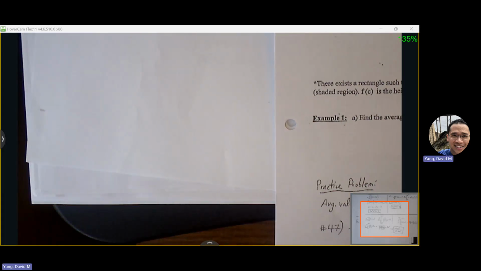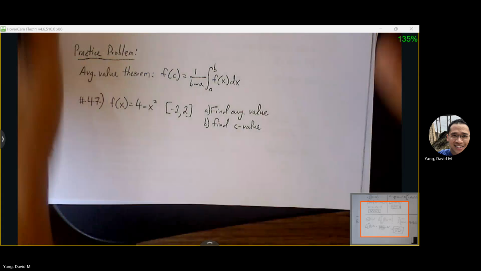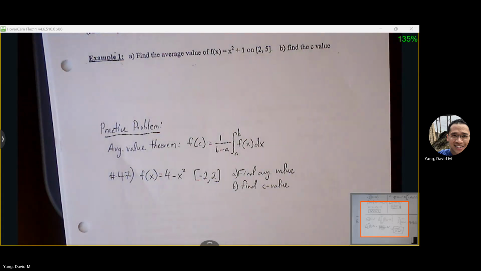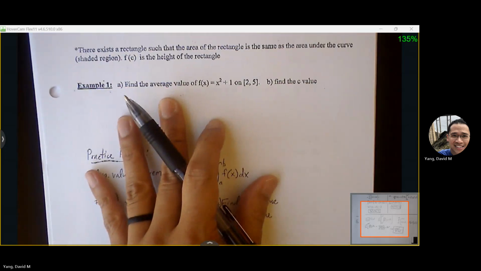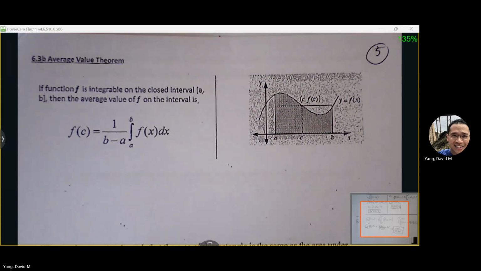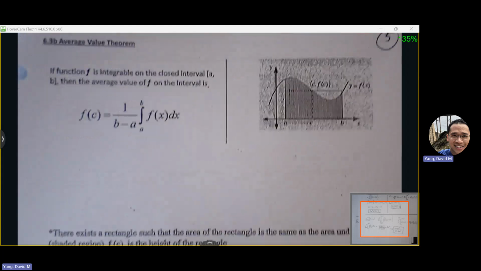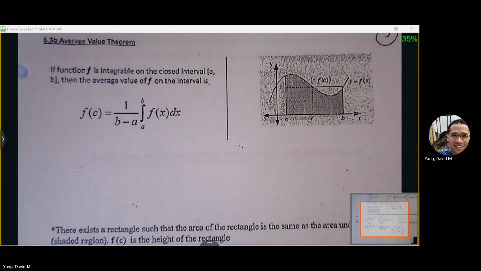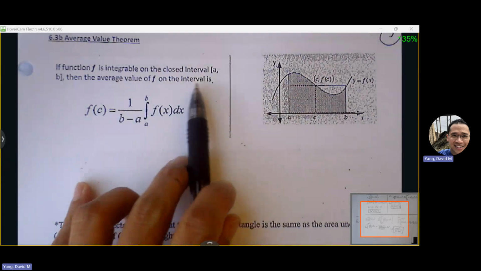Okay, next up, page 5. Everybody okay? All right, average value theorem. If a function is able to be integrated on the closed interval, then the average value on the interval is.